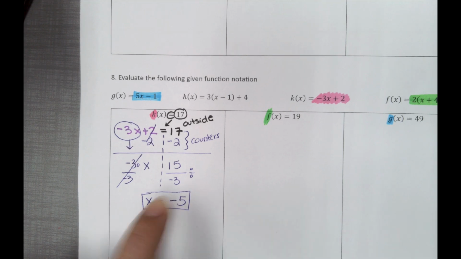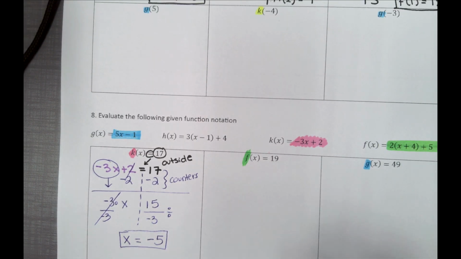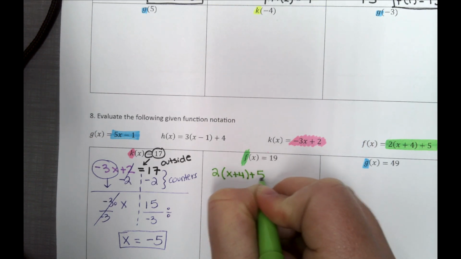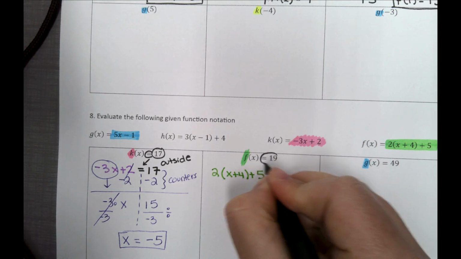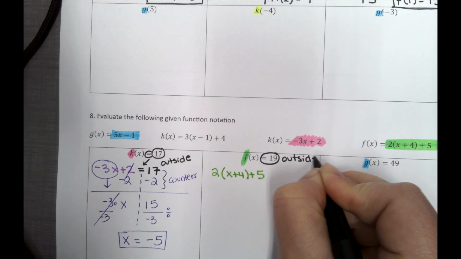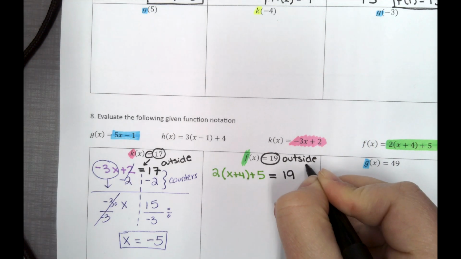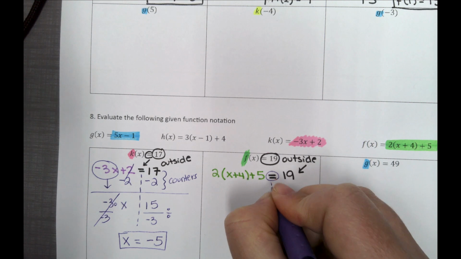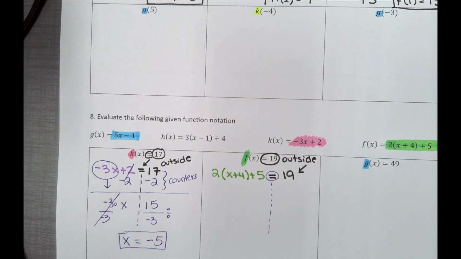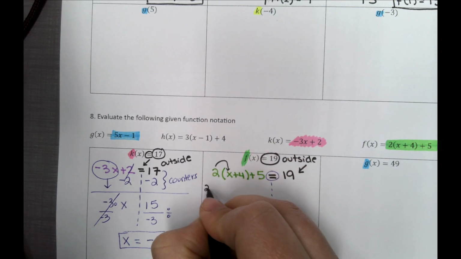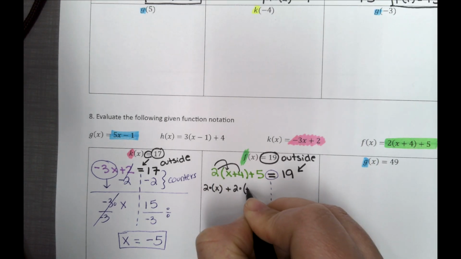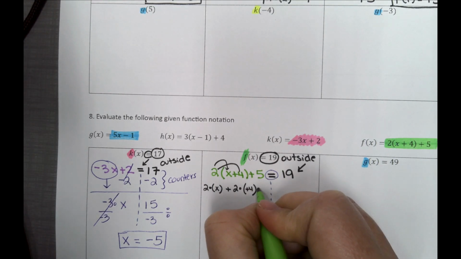Let's go again with a different function. Our function here is now f. Copy down f, 2 open x plus 4, close it, plus 5. Notice where we have the 19. 19 is outside. So we're going to say equals 19 and put it on the outside of our function. This means we have an equation to solve. We want x, dotted line. Now this is a multi-step equation where you need to distribute 2, so 2 times open x, close it, and 2 times open positive 4, close it. We still have that plus 5 here.